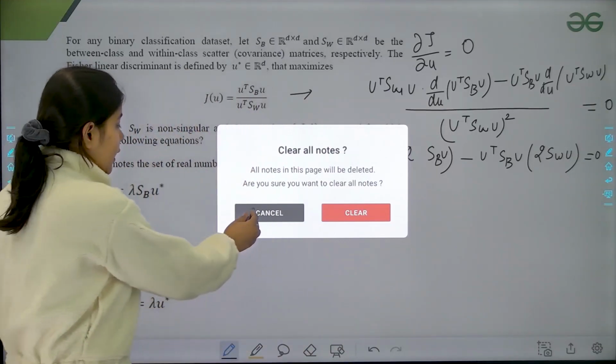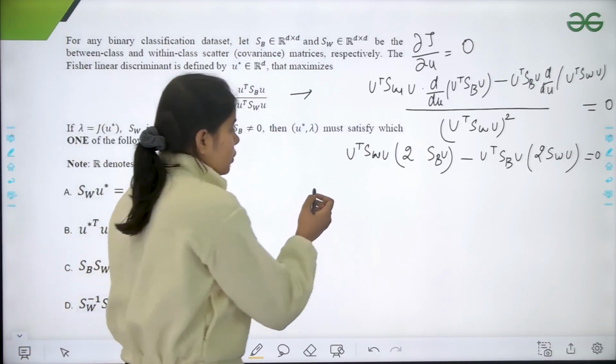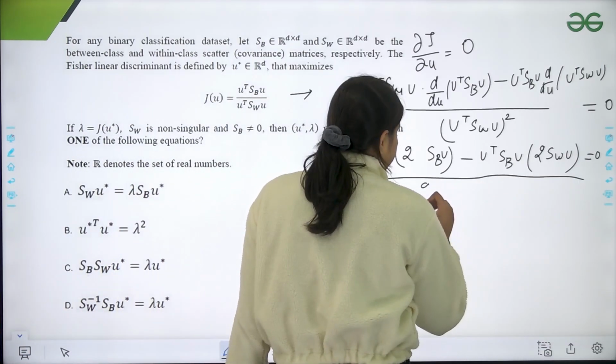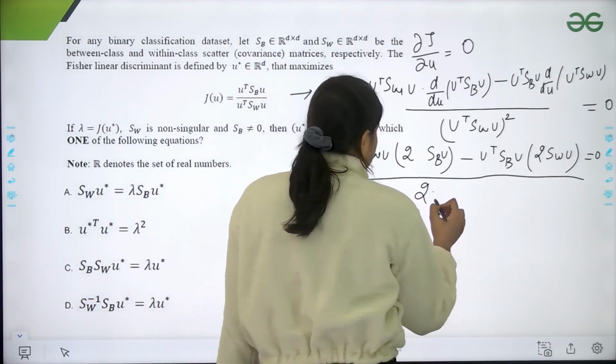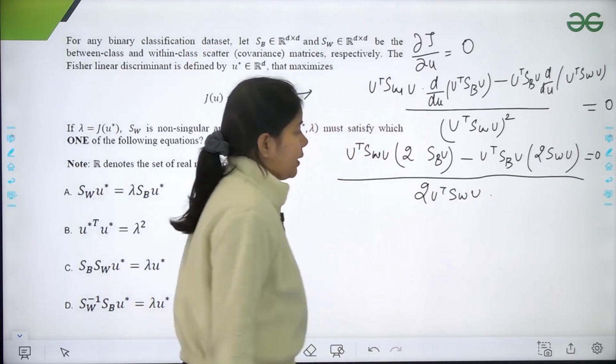Now let's first divide it, if you would divide it by U transpose SW U. So let's divide the whole equation by 2 U transpose SW U. Let's divide it by that.